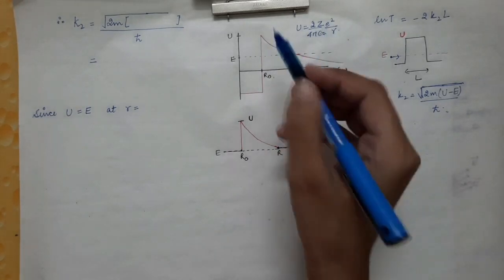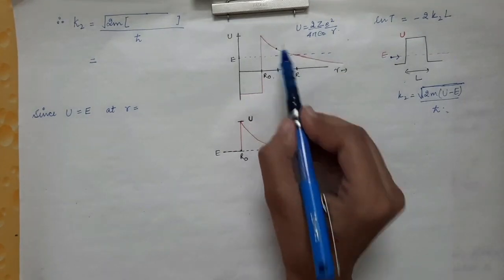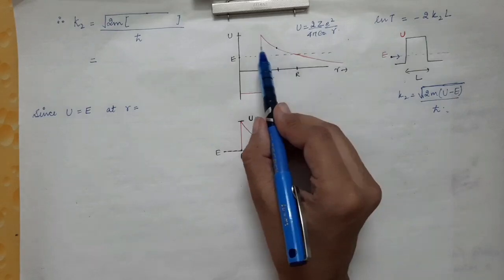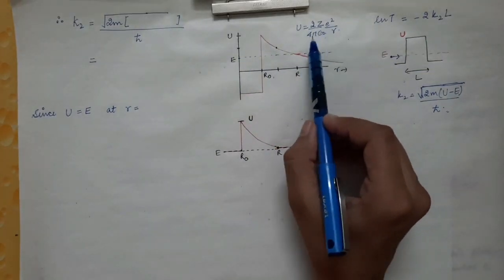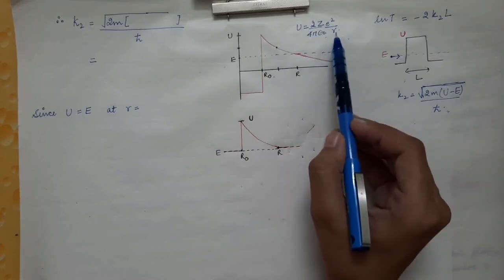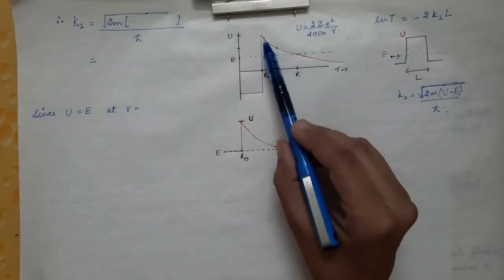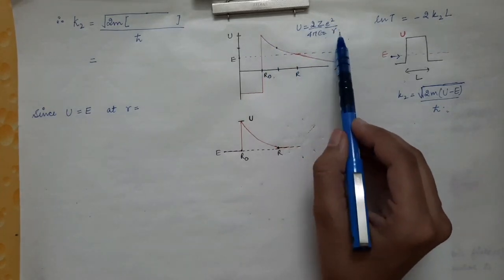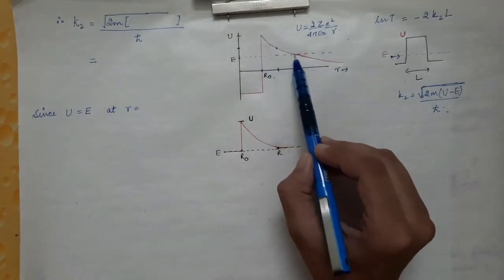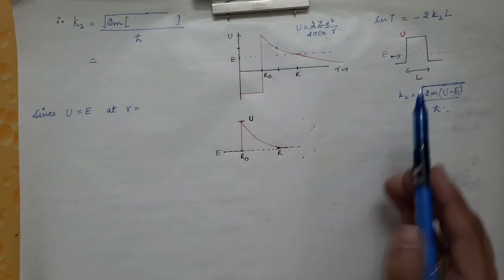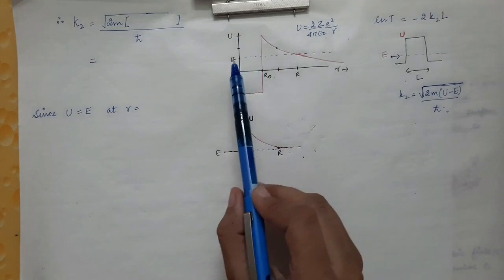The potential energy at any distance, let's say at this point, will be given by the formula 2Z e squared divided by 4 pi epsilon naught R. As R is increasing, the potential energy is decreasing. This decrease is given by the 1 by R term. As the distance increases, the potential energy will decrease. Now we are going to find the formula of the natural log of the transmission probability for the case of alpha particle.